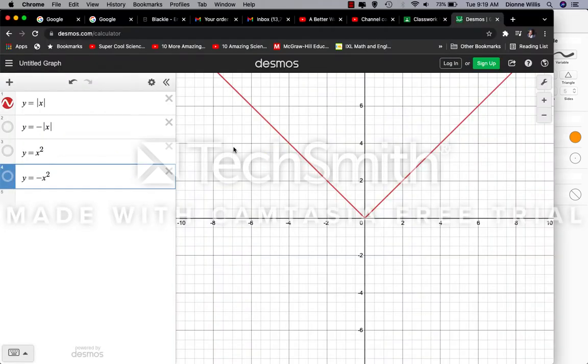So I'm over here in Desmos and I've graphed, I hope you can see my whole screen. I've graphed y equals the absolute value of x, and then we confirm that y is equal to negative the absolute value of x gives us that V situation. But let's see, I'm going to erase those.